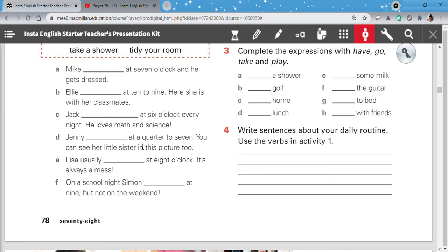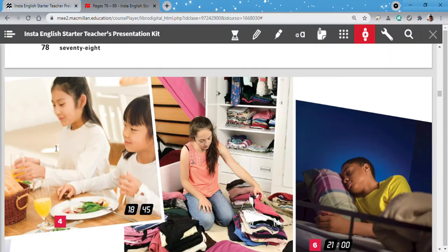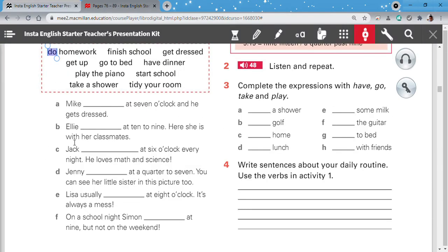Jenny, a quarter to 7. You can see her little sister in the picture too. Have dinner: have or has? Remember, has dinner. Jenny has dinner at a quarter to 7. You can see her little sister in this picture too.